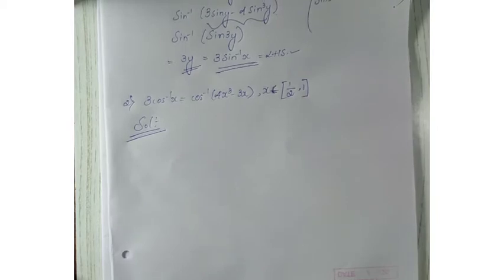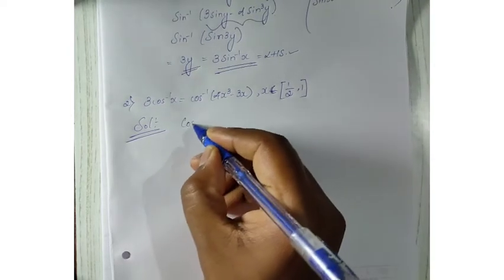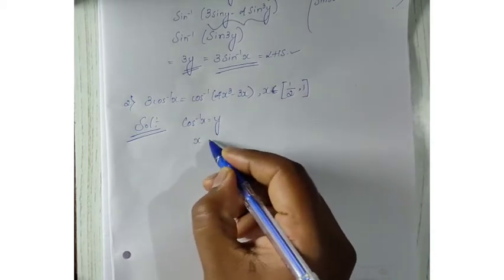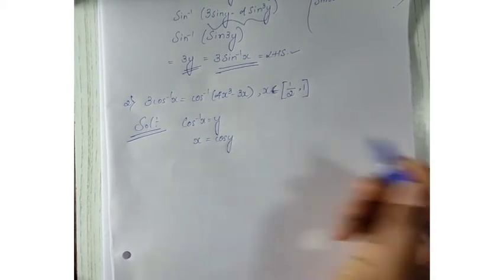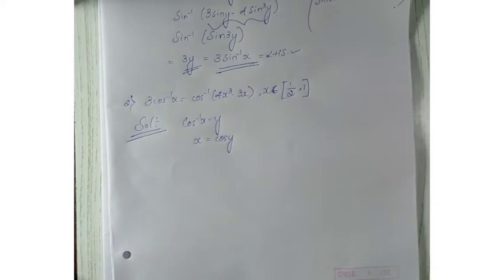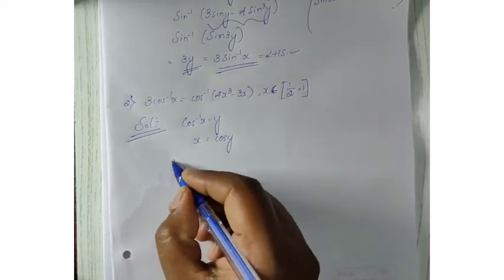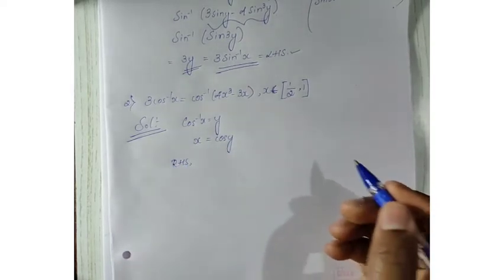Let us solve the second problem. Here 3 cos inverse x is equal to cos inverse of 4x cube minus 3x, and x belongs to 1 by 2 comma 1. Let us consider cos inverse x as y. Therefore you can write x as cos y. This is similar to the previous problem. Just consider the RHS part of the question.